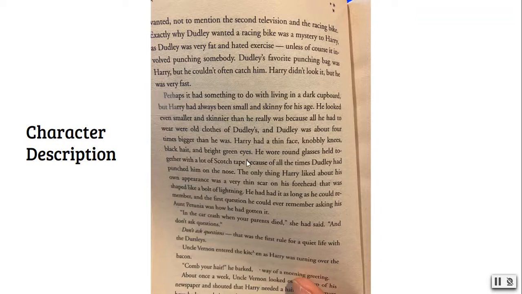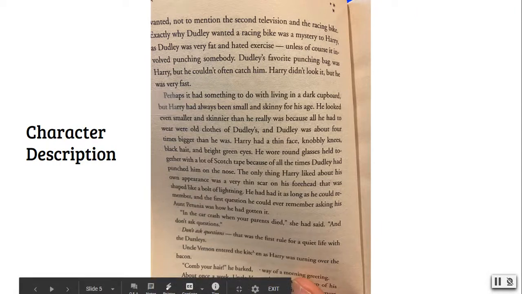He wore round glasses held together with a lot of Scotch tape because of all the times Dudley had punched him on the nose. The only thing Harry liked about his own appearance was a very thin scar on his forehead that was shaped like a bolt of lightning." Okay, so we get a sense of who Harry is, what he looks like.